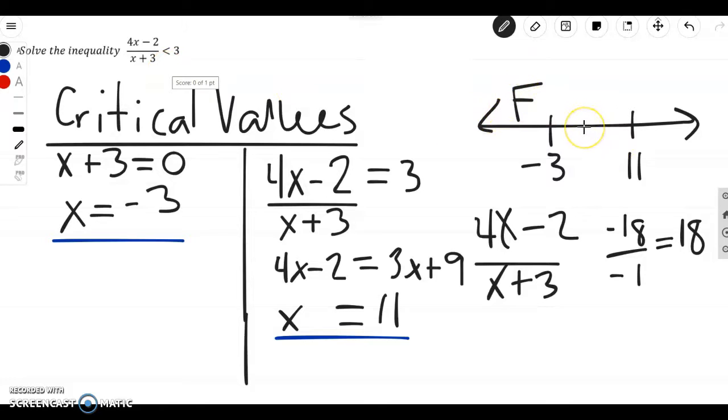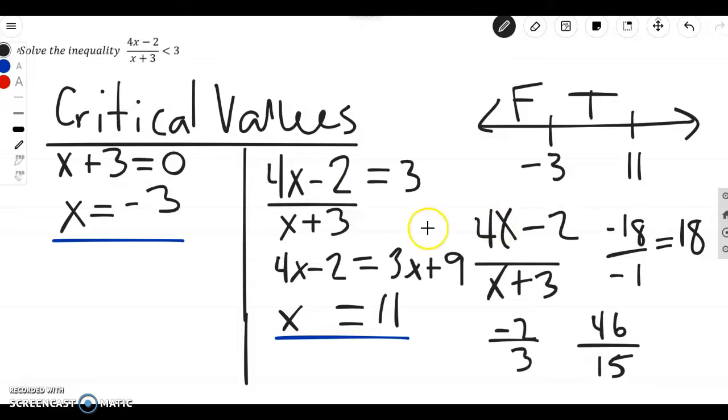Now let's pick a number in the center. If I pick 0, I would have 0 minus 2, which is negative 2. Negative 2 over 3 is negative 2/3. And is negative 2/3 less than 3? Yes, it is. So that's going to be true. And then finally, let's pick a number over here, like 12. If I plug it in, 12 times 4 is 48, minus 2 is 46. 46 over 15. This value is a little bit bigger than 3, and we're trying to see, is that value less than 3? It is not, so this is false.